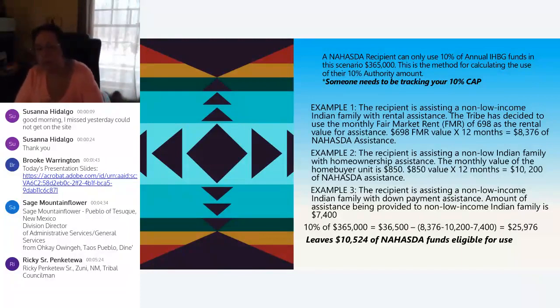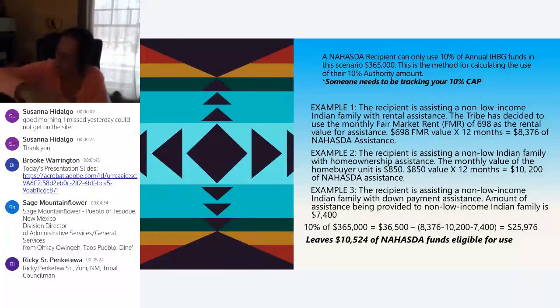So you have a family, you're giving them help with the fair market rent. It's $698 worth of assistance. You multiply that times the 12 months in a year, and you're giving them $8,376 worth of assistance. Then you have a second family that comes in and you're helping them with home ownership. It's $850 a month times your 12 months comes out to your $10,200 worth of assistance. You have a third family that comes in and you're giving them down payment assistance. Okay. You're giving them $7,400 worth of down payment assistance.